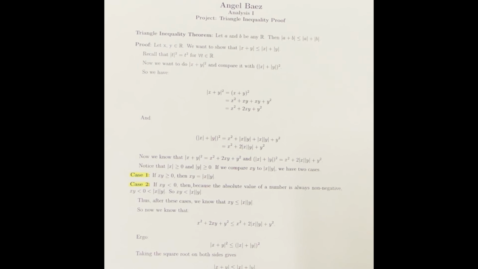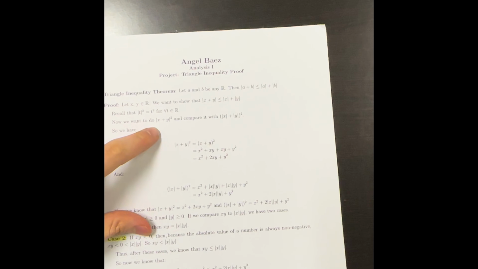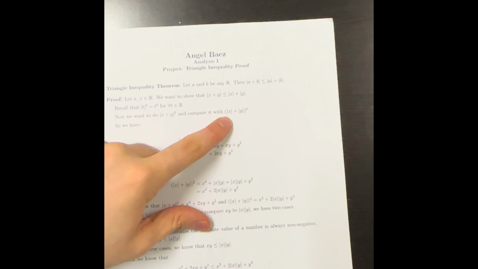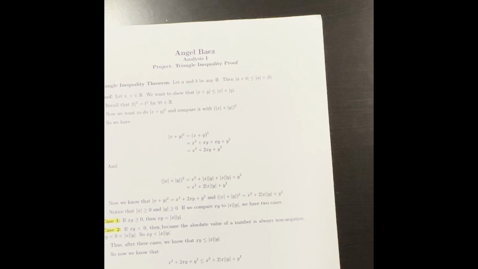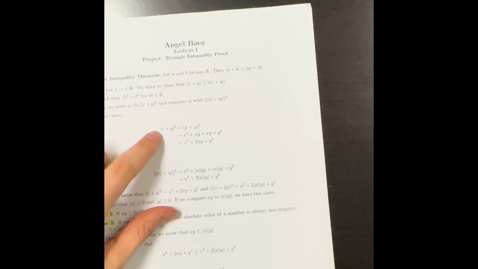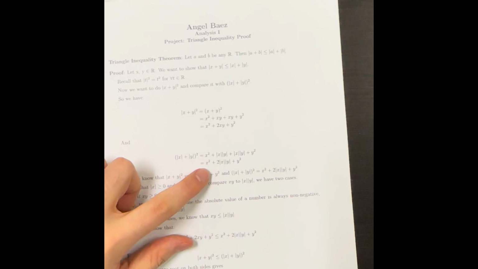Now let me show you my proof of the triangle inequality. It may seem like a lot, but the core idea of my proof is squaring both sides of the absolute value of x plus y and the absolute value of x plus the absolute value of y, and then algebraically expanding the expressions that follow, as I did right here and right here. On this part of the proof, I show the two important cases: x times y is greater than or equal to 0, meaning that they're positive, and the other case where x times y is less than 0, where they're negative. These cases lead to proving why the triangle inequality holds true.